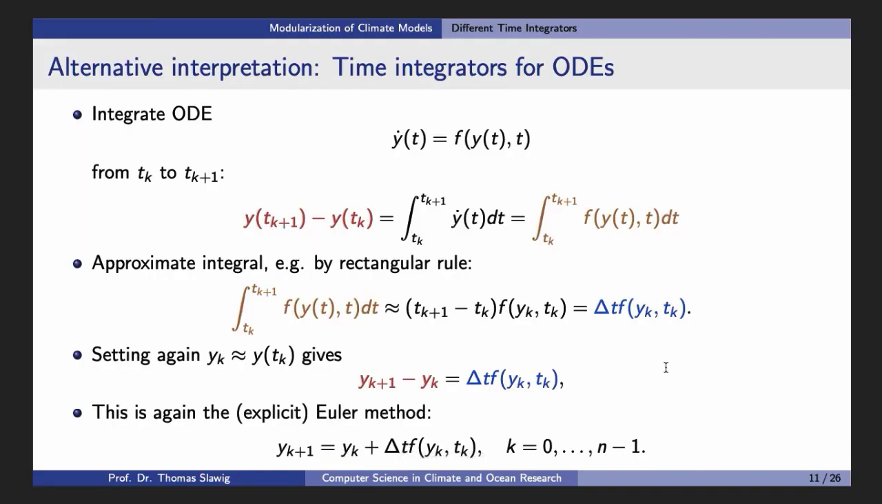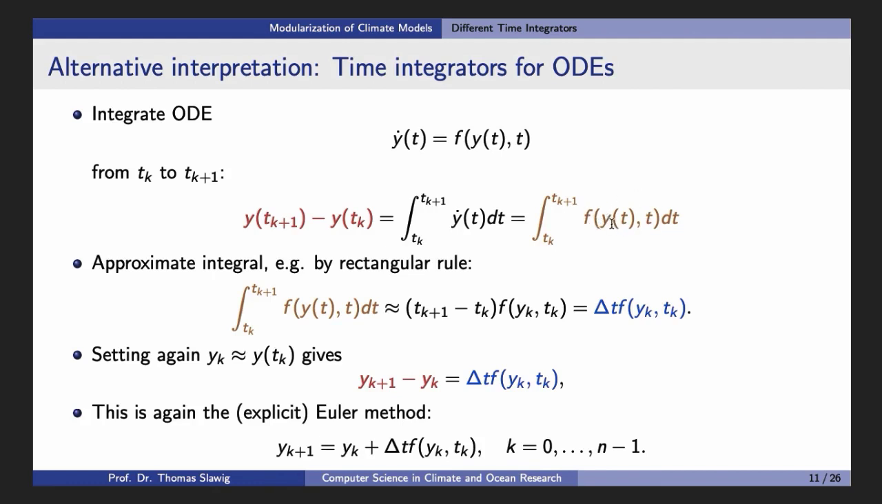There is also another interpretation of time integrators which helps to construct or to understand different time integrators, because on the last slide we approximated the time derivative directly. We can also use the fundamental theorem of calculus, that we integrate this ODE from tk to tk plus 1 on our time grid. We get that the difference of the two values of the function is equal to this integral over the derivative. And since we know what the derivative is, we can approximate the difference of these function values at these two time instants by the integral over the model function.